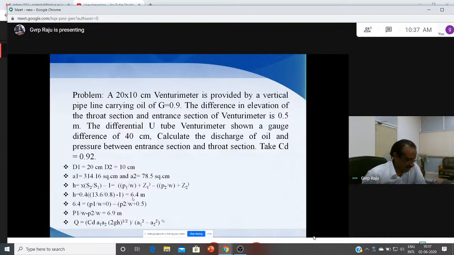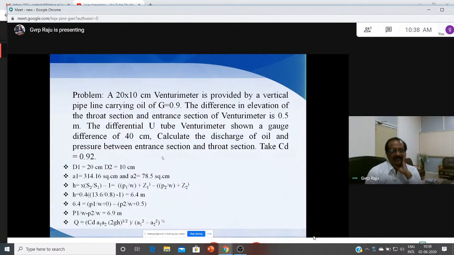The other problem, a 20 centimeters by 10 centimeters Venturi meter. So normally while seeing a 20 by 10, some of the students take 20 by 10 as the area at one section. And they take A1 is equal to 20 into 10 and they are searching for A2. But 20 by 10 centimeter means the diameter at the inlet is 20 and 10 centimeters is the diameter at the throat. So it has given indirectly both the diameters. 20 by 10 centimeter means the diameter at the inlet is 20 and the diameter at the throat is 10 centimeters.